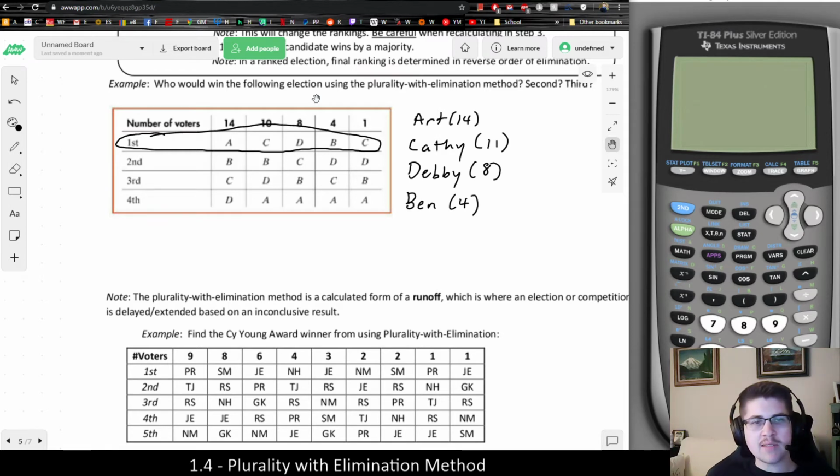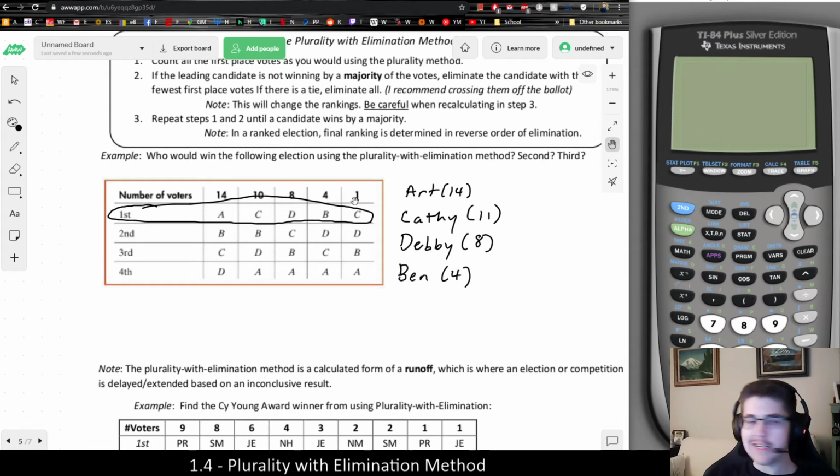But basically now, what we would do is determine, well, who's my leading candidate? That would be Art. And does he have a majority of the vote? And to know if he has a majority or not, we need to know how many total voters we have, so we can check what percentage 14 is out of the total. So if we add up all the voters, 14 plus 10, 24 plus 8 is 32, 36, 37. So we have 37 total voters. And often the book will use V for that, the total number of votes in the situation.